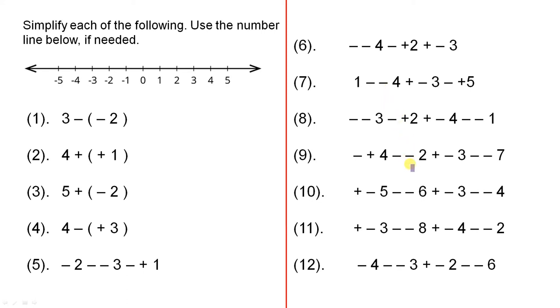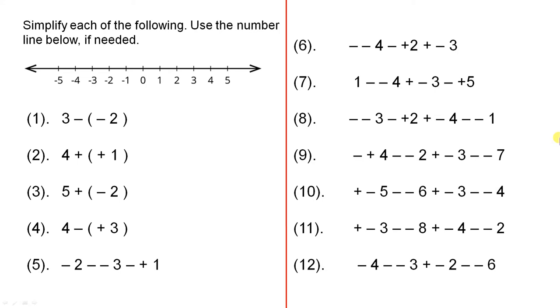So the remaining 6 examples are exactly the same. You just have to know the rule that operates when you have two signs that are next to each other. What single sign do they translate into? Once you know that rule, all these are very straightforward.